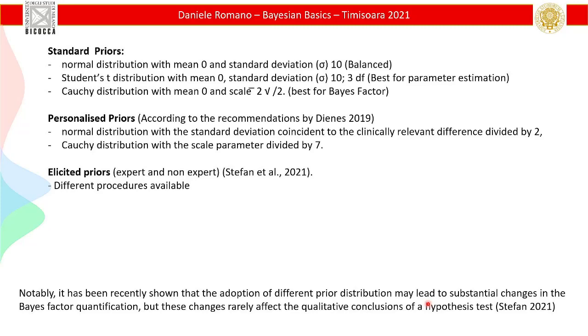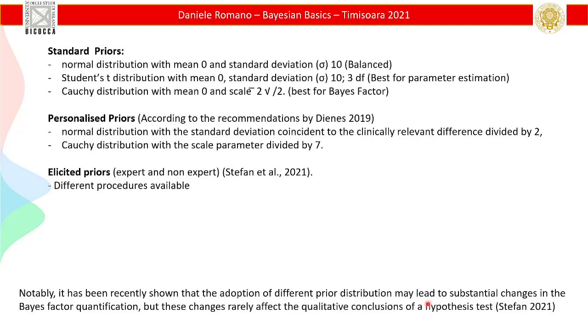Another very common prior for the analysis is the Cauchy with a mean of 0 and a scale of 0.707, which is the square root of 2 divided by 2. This is very common because it works very well in having a safe and good Bayes factor estimation. So because it's the most common output, the Bayes factor, most people use this one.